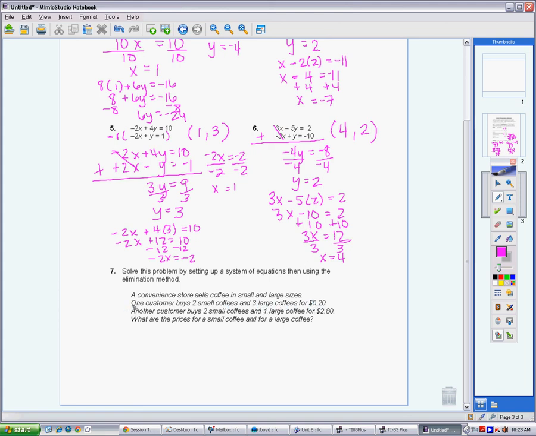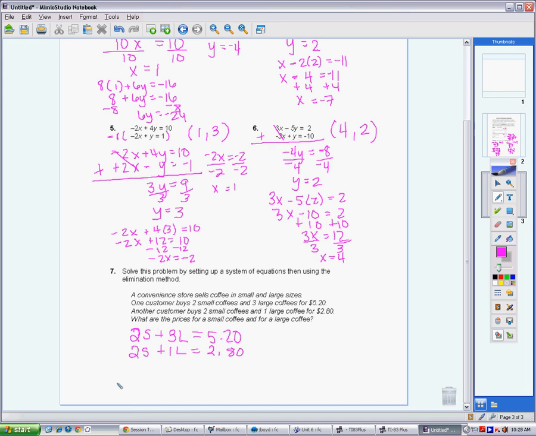So if I go ahead and take this one and write an equation, he buys 2 small coffees and 3 large coffees, and it cost him $5.20. Okay, then another customer buys 2 small coffees and 1 large coffee for $2.80. So the second customer buys 2 small coffees and 1 large coffee, and he pays $2.80.